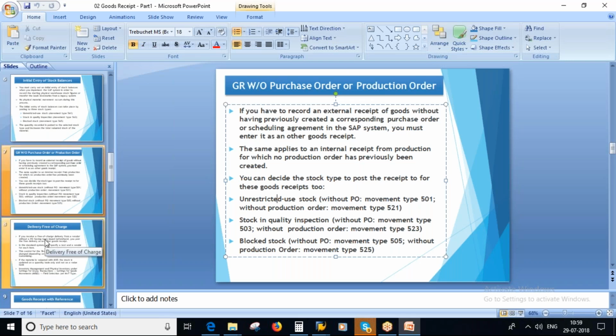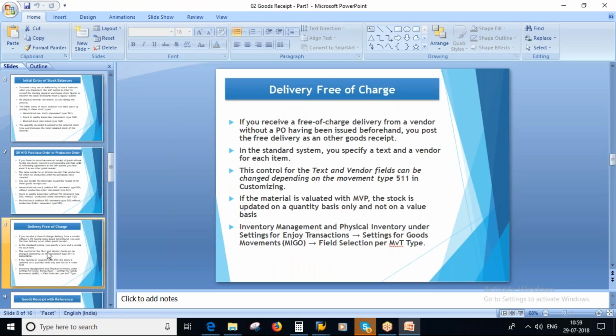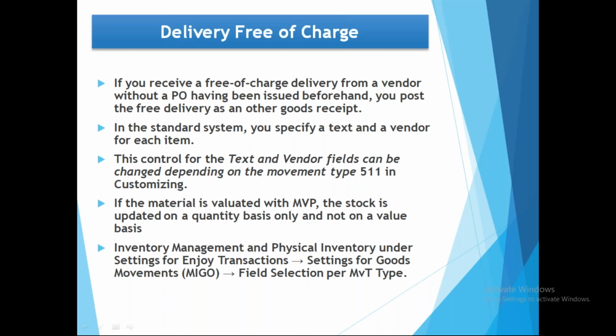Now the next one is delivery free of charge. Sometimes your vendor supplies some samples free, and he will not charge anything to you. If you receive a free of charge delivery from a vendor without a PO having been issued beforehand, you post the free delivery as an other goods receipt. In the standard system, you specify a text and vendor for each item. The movement type used here is 511.